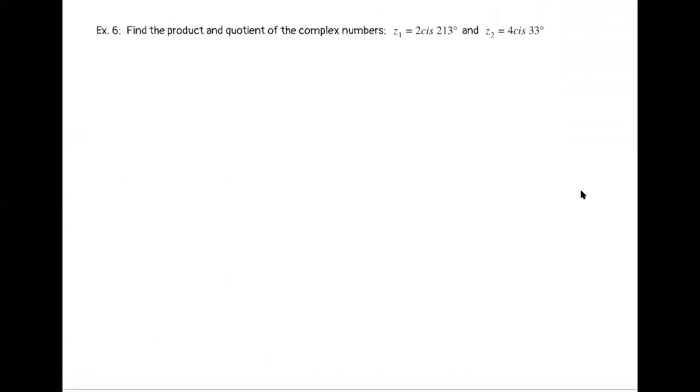So why don't you guys try this one? Try example 6. All right, so we've got degrees this time, so there's sometimes a little bit less work, but practice using the formulas to find the product as well as the quotient of Z1 and Z2.